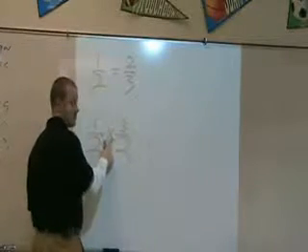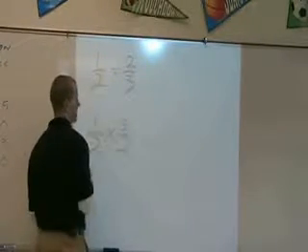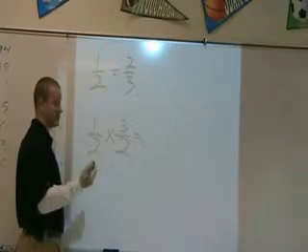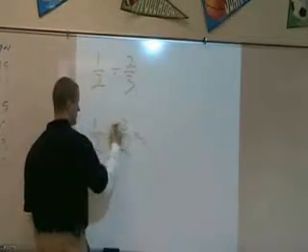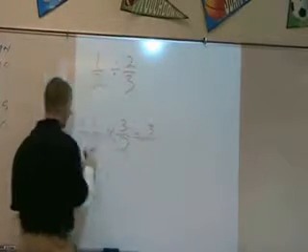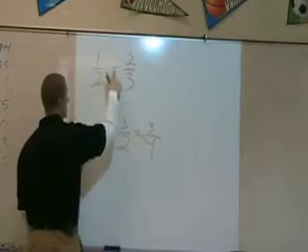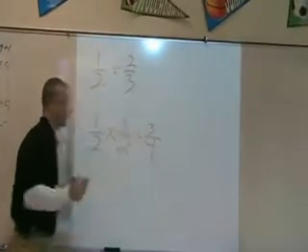So I changed division to multiplication. I flipped the second fraction. So now guess what I'm doing? Multiplying fractions. How do you do it? Straight across. 1 times 3 is 3. 2 times 2 is 4. So 1/2 divided by 2/3 equals 3/4.